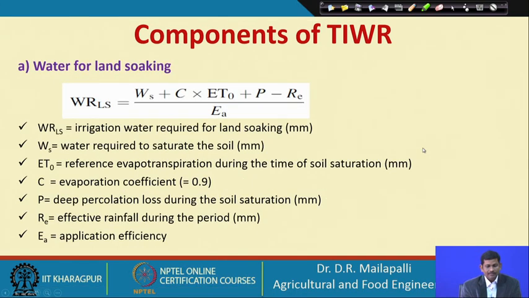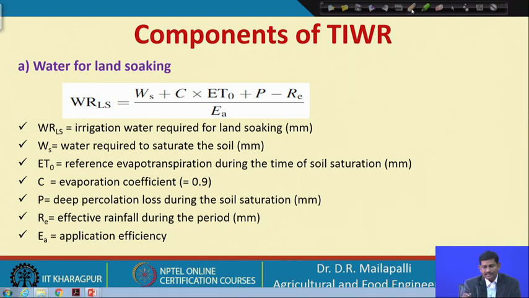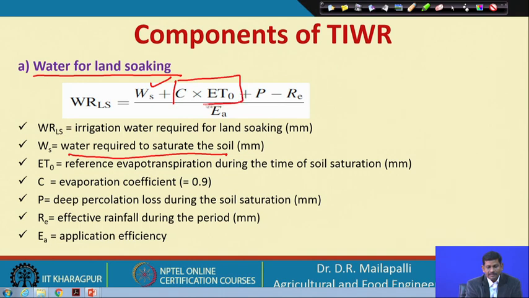And then let us focus on estimating individual components for total irrigation water requirement. The first one here is water for land soaking, Ws, that is the water required to saturate the soil, and this will give the crop water demand. P is the depercolation and Re is the effective rainfall.